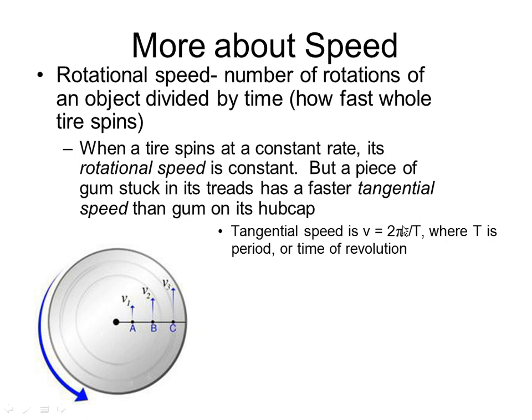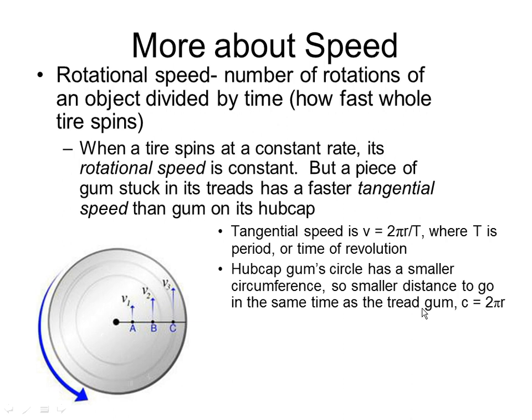Anyhow, that means I could actually rewrite this equation as velocity is 2 pi r f. And by the f, I mean little f. We use little f for frequency. Not big F. Big F would be for force.